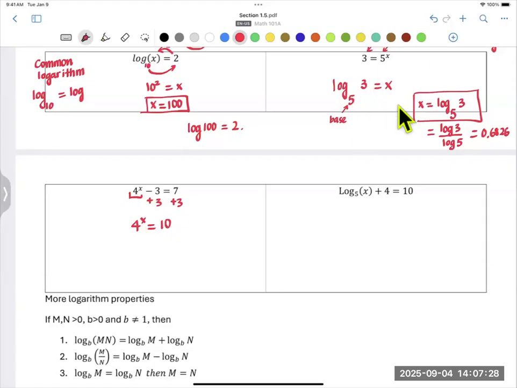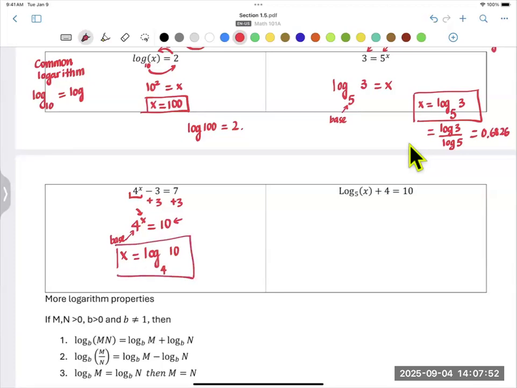So we're going to use the logarithm definition. The exponent x is the logarithm where the base is 4, and the argument is 10. So you have log base 4 of 10 is equal to x.